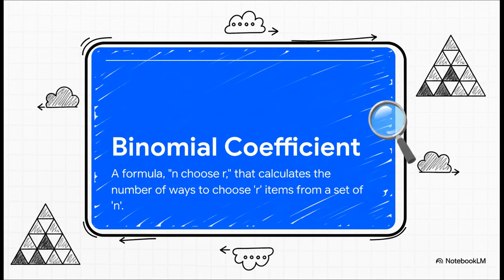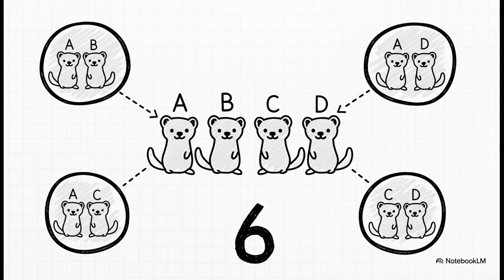It tells you the number of ways you can choose r things from a bigger group of n things. Let's make this real. Forget the formulas for a second. Imagine you have 4 weasels, yep, weasels, named A, B, C, and D. And you need to pick a team of 2. How many different pairs can you possibly make?